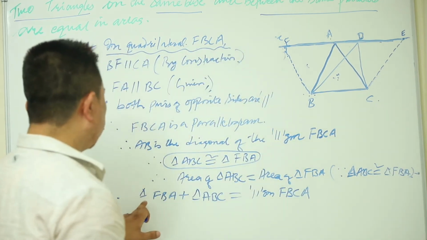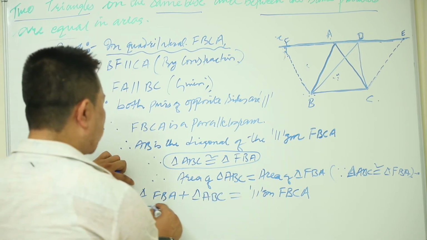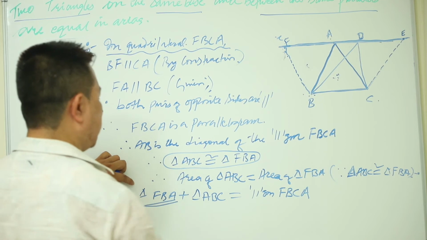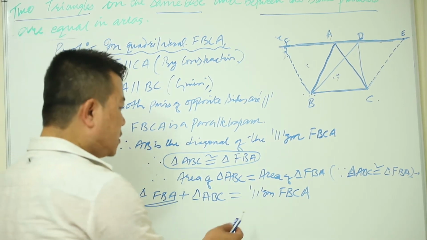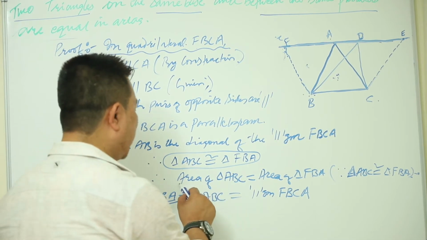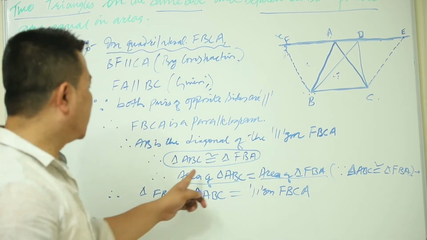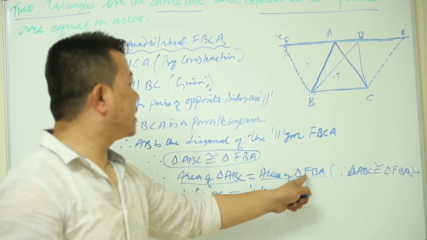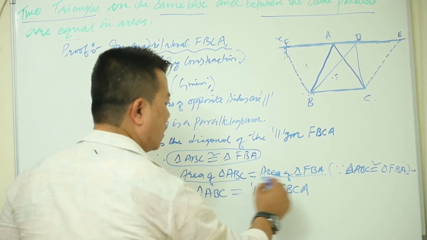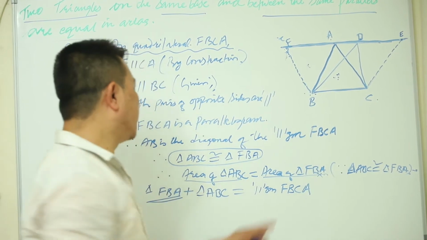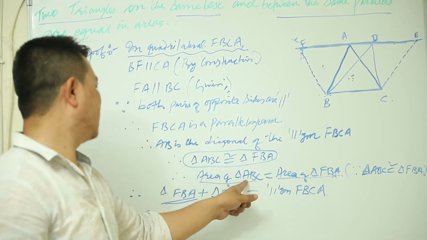Now, triangle FBA plus triangle ABC is equal to parallelogram FBCA. Now, in place of triangle FBA, you can replace it, because just one step before we have proved the area of triangle ABC and area of triangle FBA are equal. Because you have already proved that these areas are equal, in place of triangle FBA, you can write triangle ABC, right?